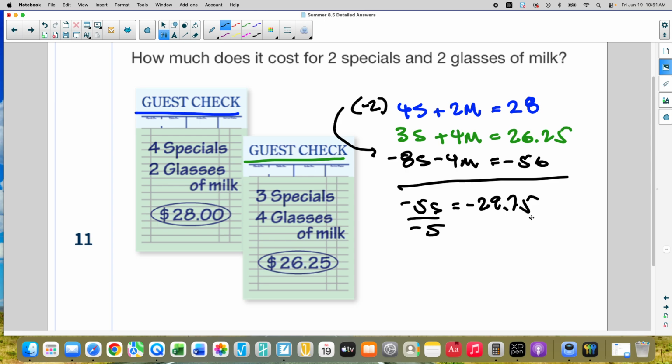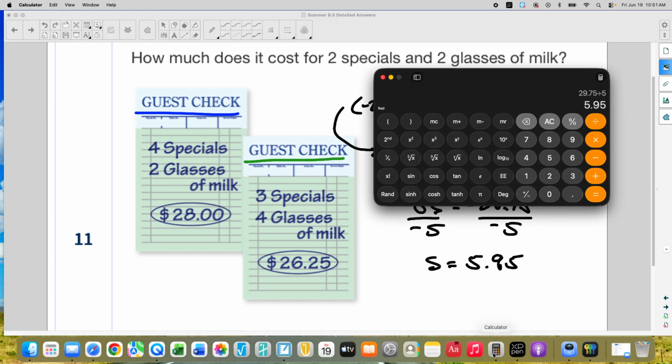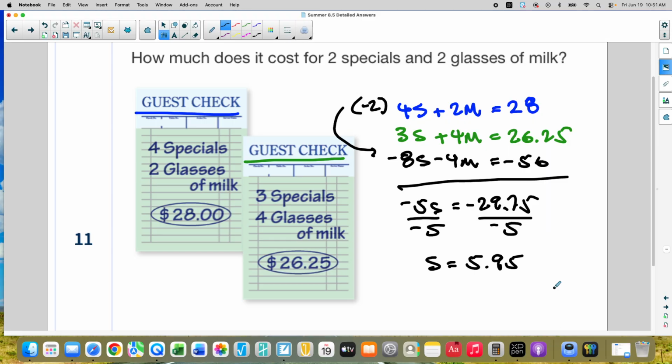We're going to divide by negative 5. S equals, that goes in 5 times, and 47 goes in 9 times, and 45, that's 25. 5.95. Did I do that correctly? Let's multiply this by 5, and we get 29.75. Good. All right, so a special costs $5.95. That's how much one special costs.